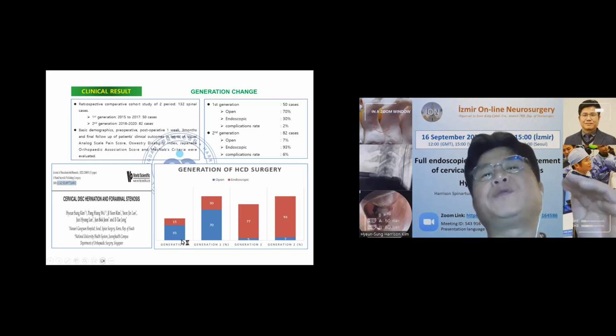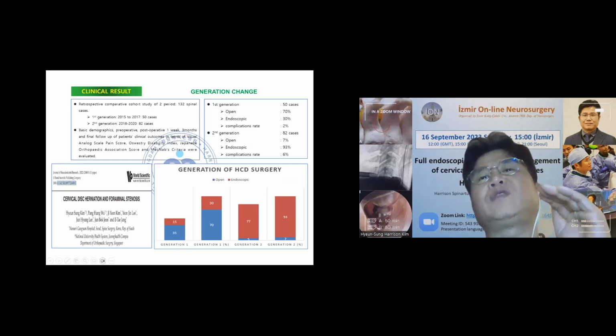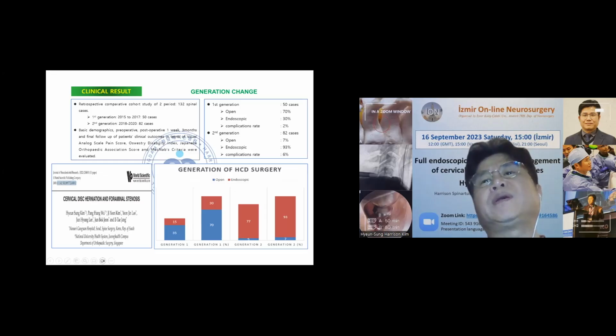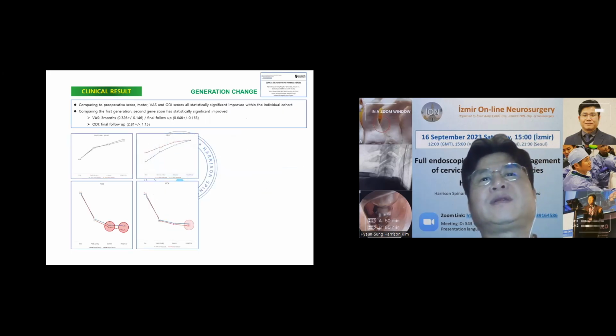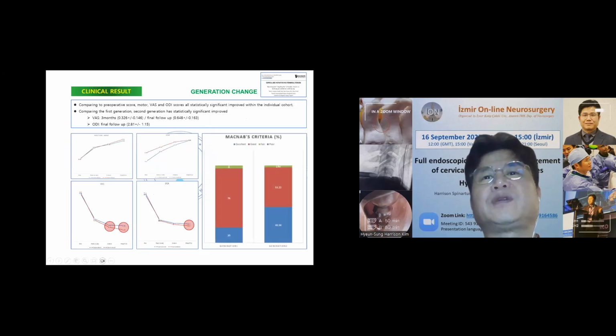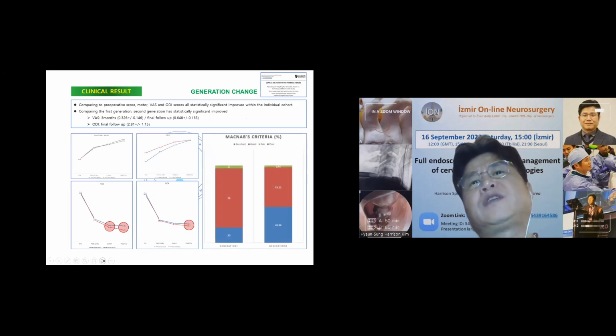generation 1 is the open surgeon generation. Generation 2 is the endoscopic generation. Nowadays, in generation 2, how much has endoscopic spine surgery increased? You can see approximately 90% of cervical spinal pathology is managed posteriorly. But more importantly, you can see here, this is more important.